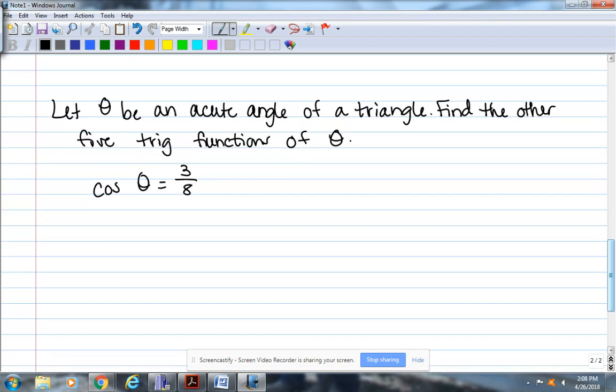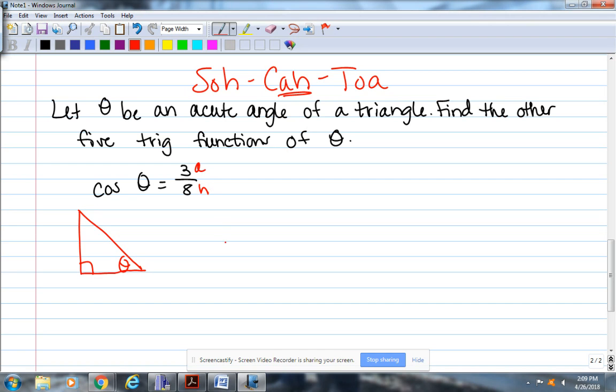So what I would do, I would draw a picture. Draw a right triangle. Put a 90-degree angle and put a theta somewhere. Now, cosine is what over what? Adjacent over hypotenuse. So this is my adjacent, this is my hypotenuse. When I'm drawing my picture, the hypotenuse is across from the 90-degree angle. It needs to be 8. Adjacent means the one that touches theta, so that one is 3. How can I find this other leg?